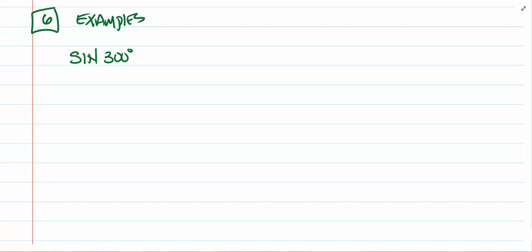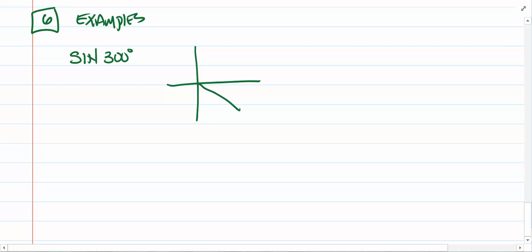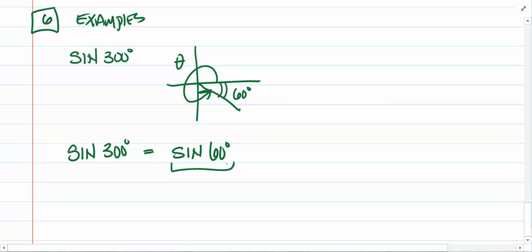Let's say we're trying to figure out the sine of 300 degrees, the exact value. So I'm going to draw a picture. Now, where is 300 degrees? It's in quadrant 4, right? So it looks something like this. There's my angle theta. So what's the reference angle of a 300 degree angle? Yeah, that means my reference angle is 60 degrees. So the sine of 300 degrees is the same as the sine of 60 degrees, but in quadrant 4, because my angle actually is in quadrant 4.